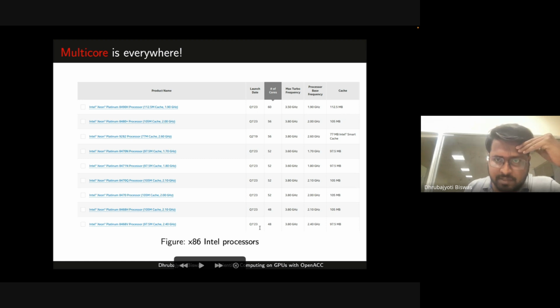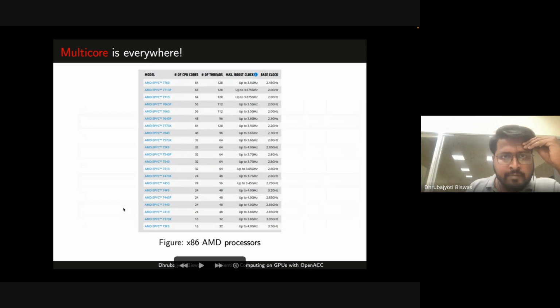So these are all server CPUs, Xeon platform CPUs. These are used in servers where a large number of cores is necessary for our workloads. If you look at AMD, they are also following the same trend. They have all their 64-core, 32-core and 48-core CPUs.